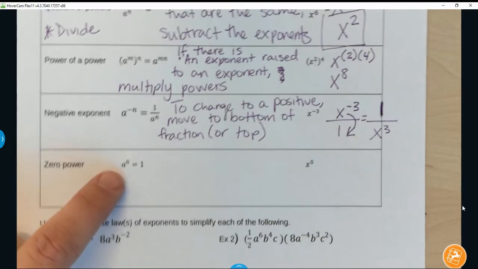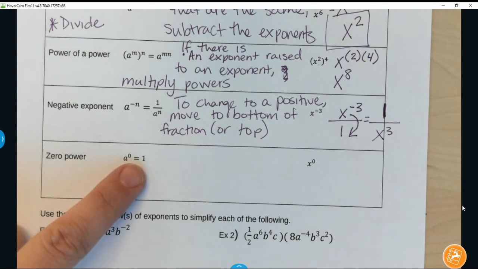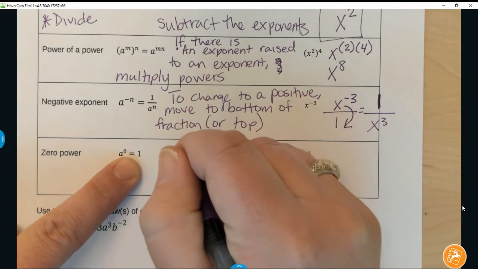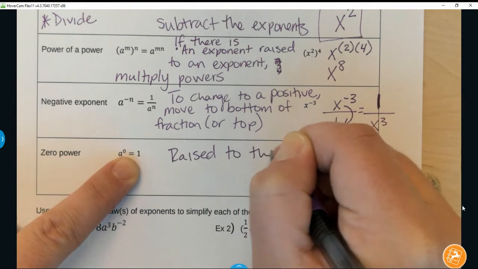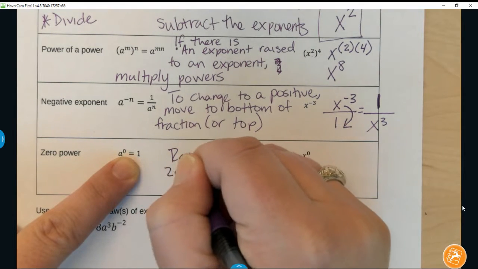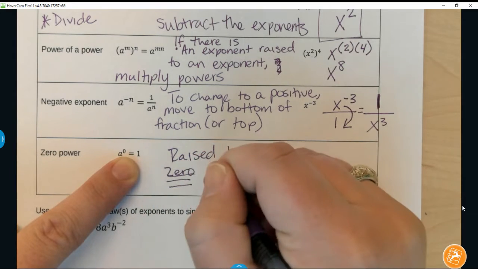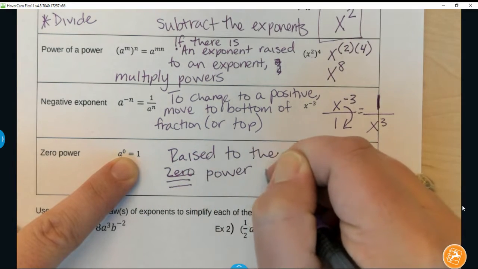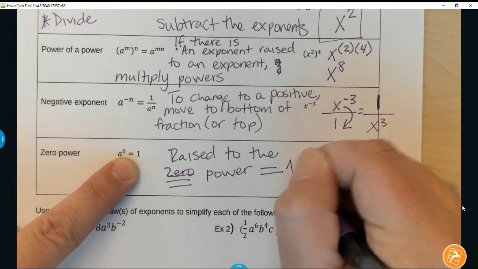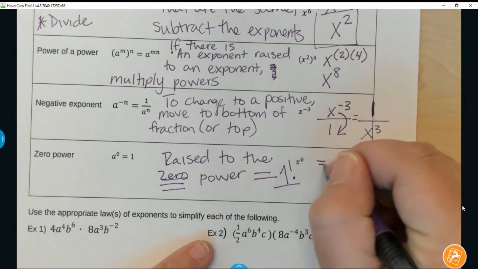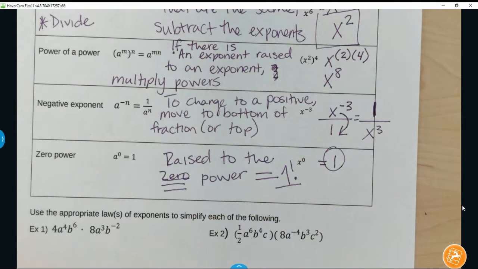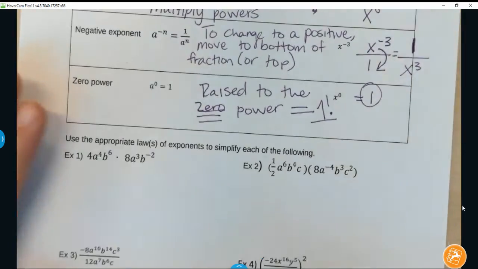For the 0 power, anything raised to the 0 power is 1. Raised to the 0 power equals 1, no matter what. So this is x to the 0 power, it equals 1. Anytime you have something raised to the 0 power, it will equal 1. Let's do a couple examples.